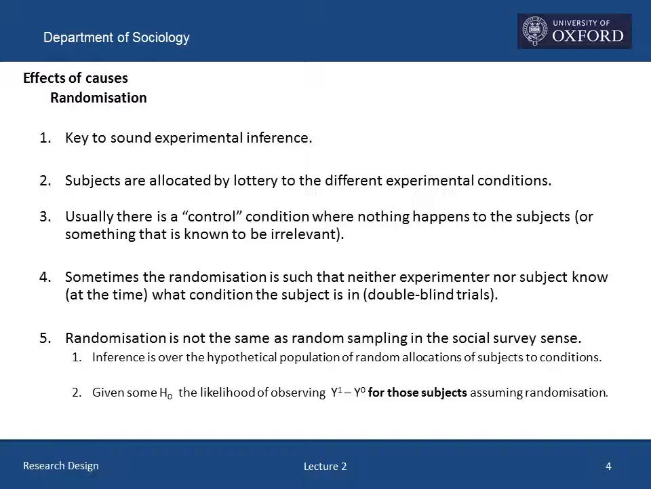The part randomization plays in causal inference is often misunderstood or misrepresented. Randomization in an experiment is not the same as random sampling in a social survey sense. In an experiment, randomization plays a role only in making an inference about the group of subjects included in that particular experiment. Generalization to other groups and populations is a separate issue.